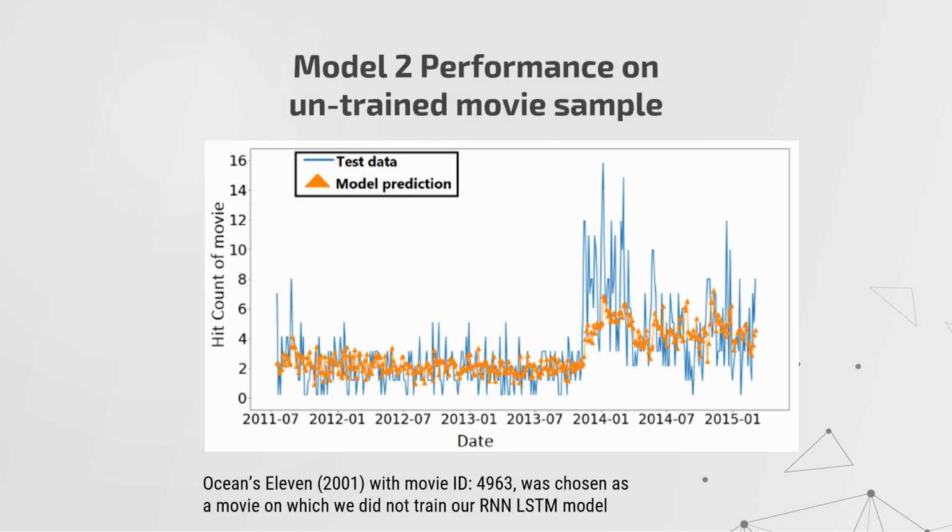This figure shows that when we give a new movie which was unseen to the model, and this movie was Ocean's 11 with movie ID 4963, the graph shows that model 2 has been quite successful in forecasting the future popularity of this movie, and it could very well demonstrate how this movie's popularity will change over time. So this will be greatly beneficial for the caching decision to be taken in the edge device.